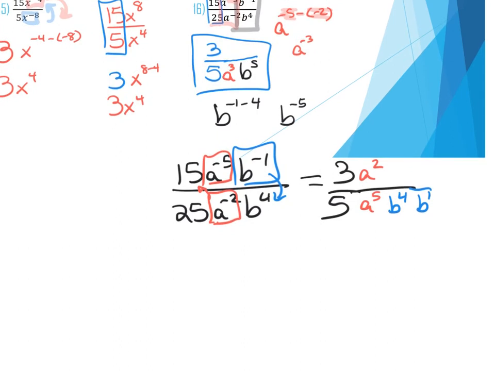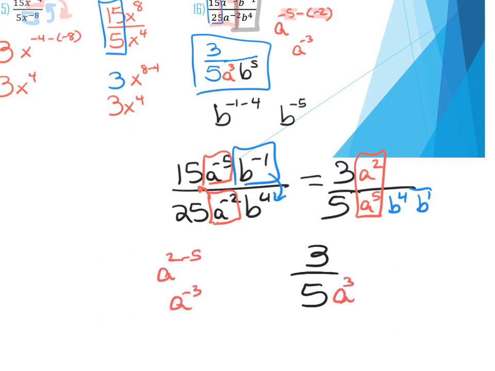With me on that so far? So then now we have 3/5. I'm going to subtract the a's. 2 minus 5. I get a to the -3, which tells me write it in the bottom. But the b's are already down here. So I just add 4 plus 1 and leave them down there. And I can get the same answer either way.